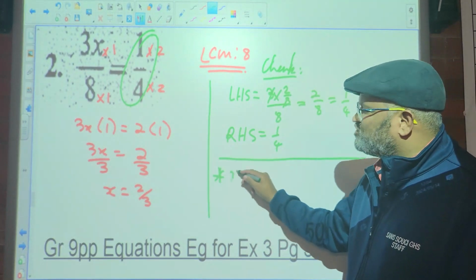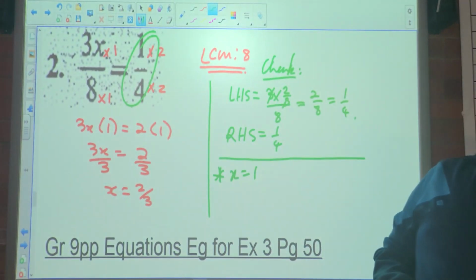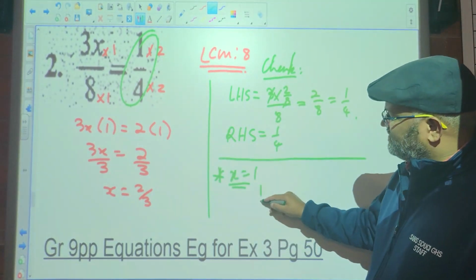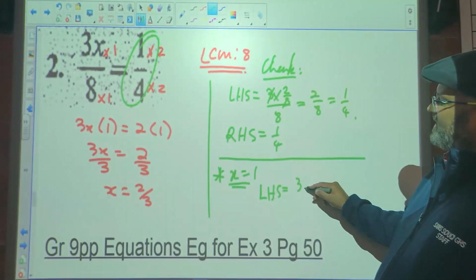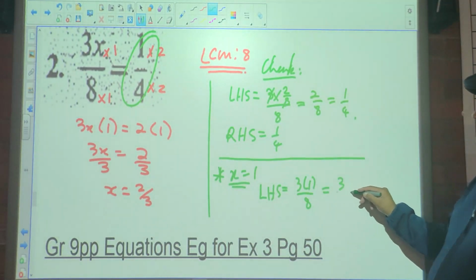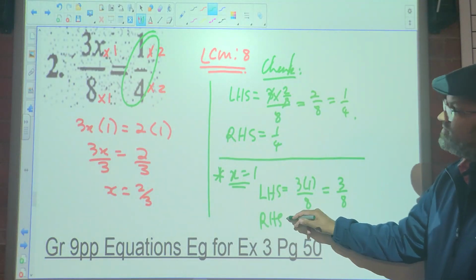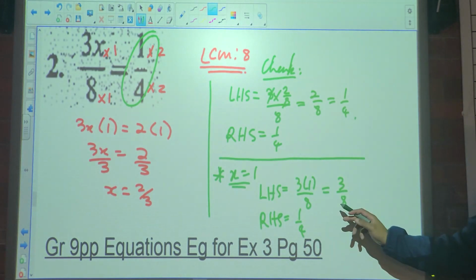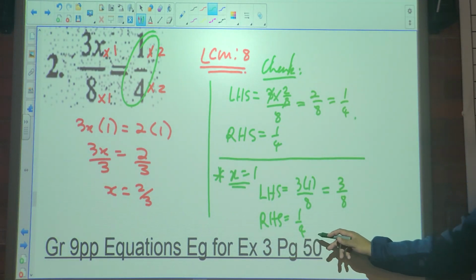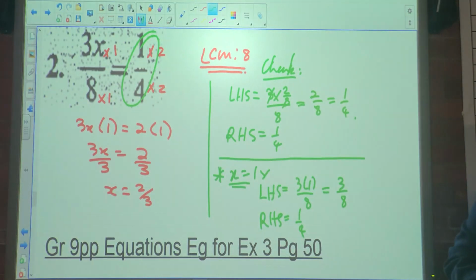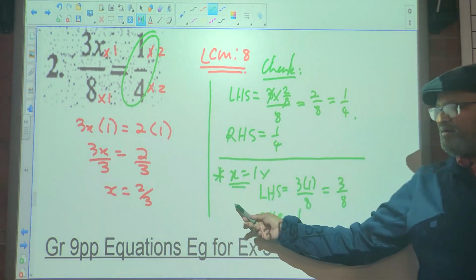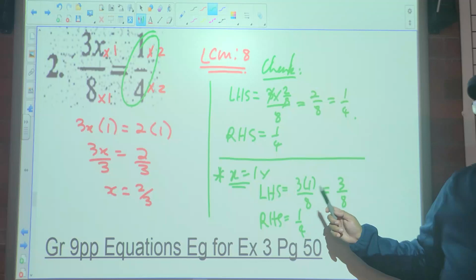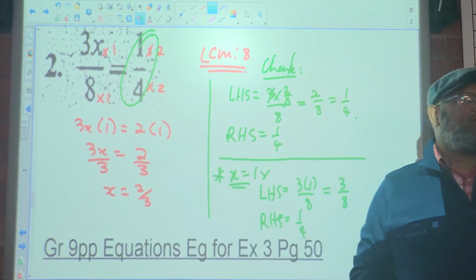Let's choose a value that is not correct. People, this answer is x is not equal to 1. But I'm showing you how it actually works. If I put 1 on the left hand side, what do I get? 3 times 1 over 8, which is 3 over 8. What is the right hand side equal to? A quarter. Is 3 over 8 the same as a quarter? It's close, but is it the same? No. So what do we know? That is actually not the solution. And you can try an infinite amount of real values for x and you will see that it won't work. The only value that works for this particular equation is 2/3.